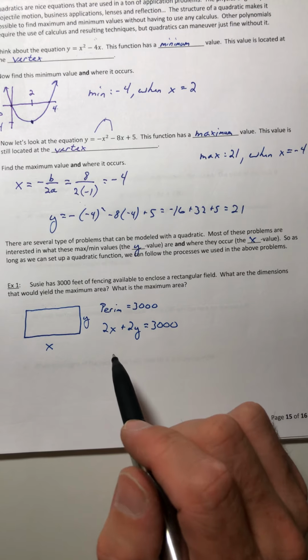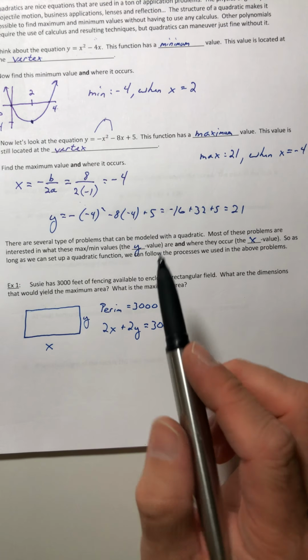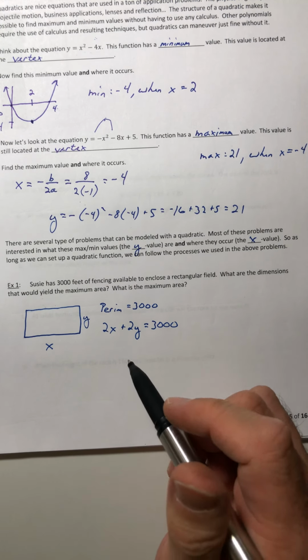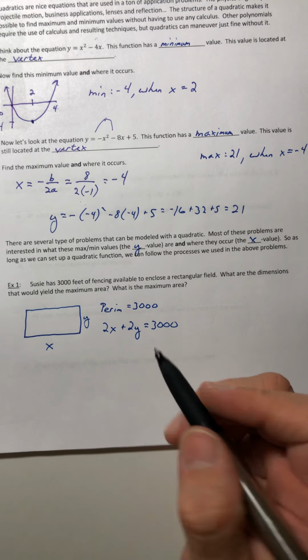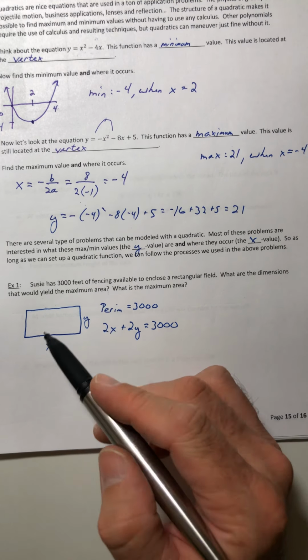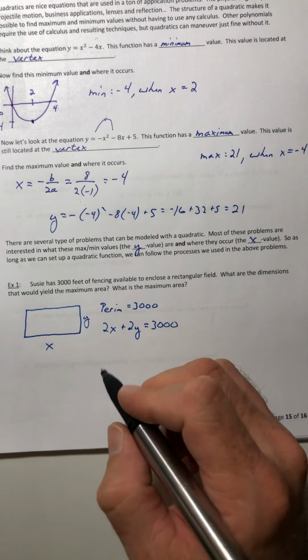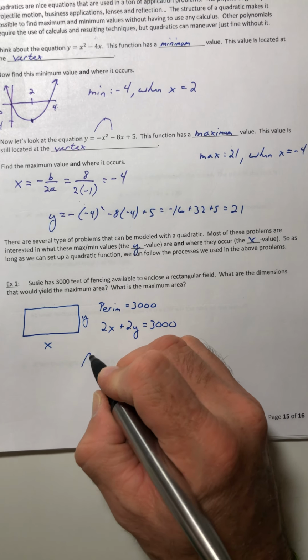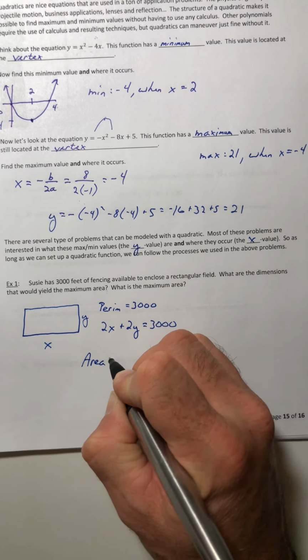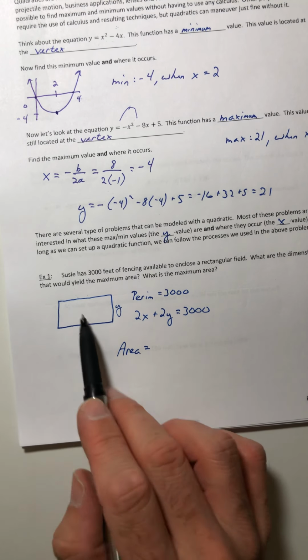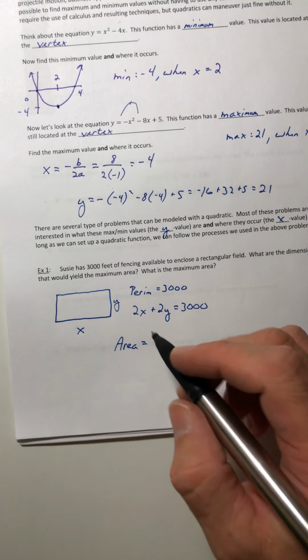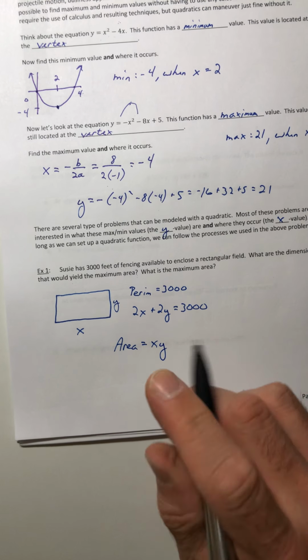Well, what thing are they talking about? What do they want the maximum of? Well, they want the maximum area. So that means you need an area equation with this shape. So your area, if you use the formula for the area of a rectangle, base times height, that would be xy.